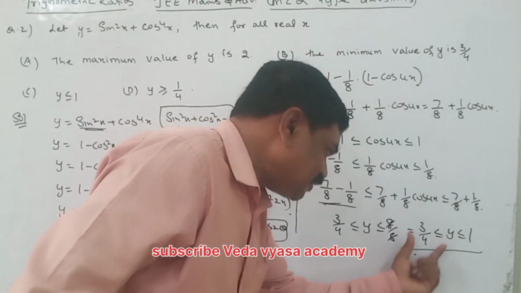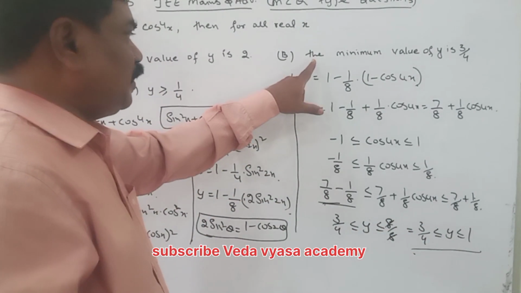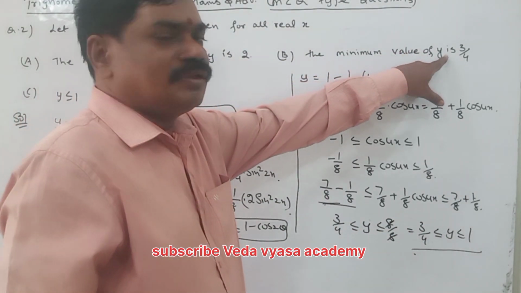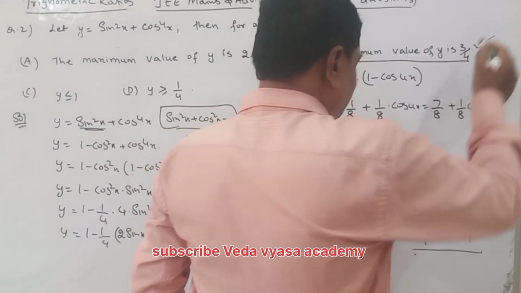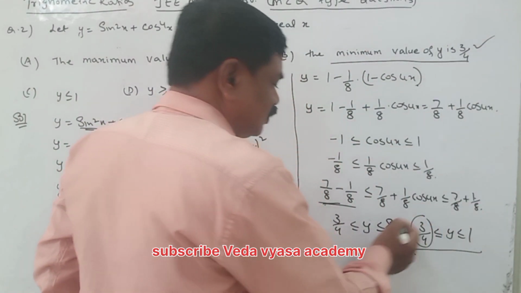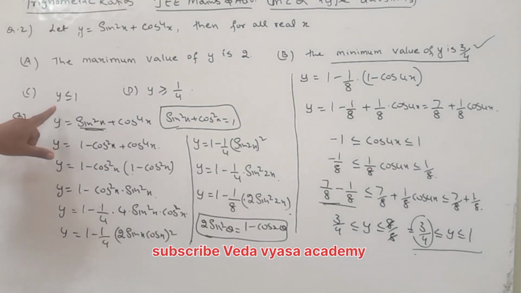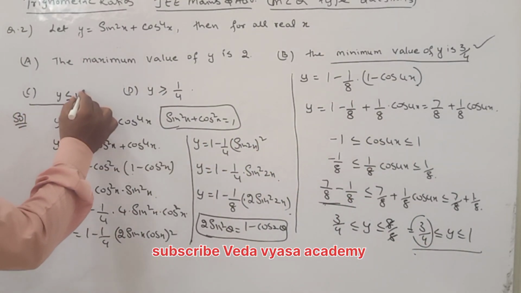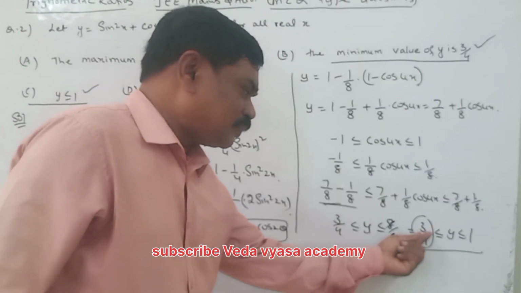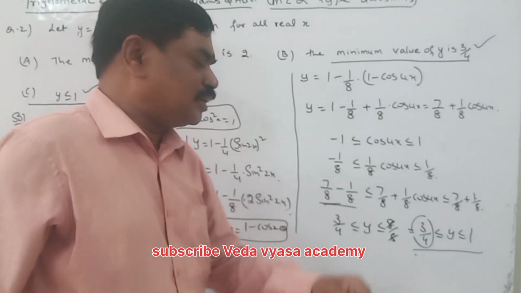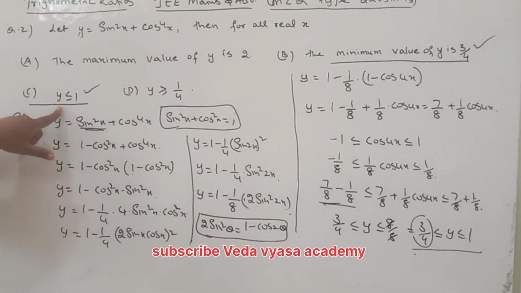So in this you observe here, what is y? The minimum value of y is 3/4. So the minimum value of y is 3/4. This is the minimum value. Maximum value, y less than or equal to 1. Here y less than or equal to 1 is given. So 3/4 less than or equal to y less than or equal to 1. This is the minimum value. This is the maximum value.